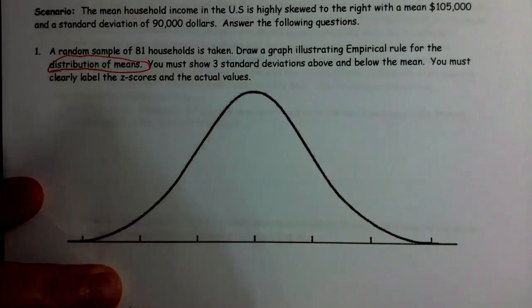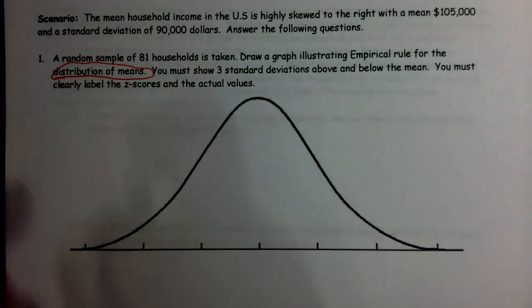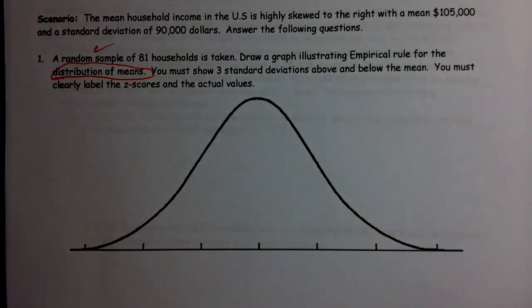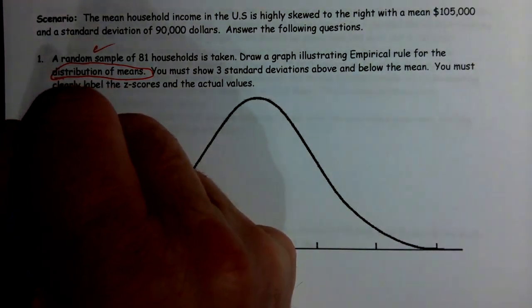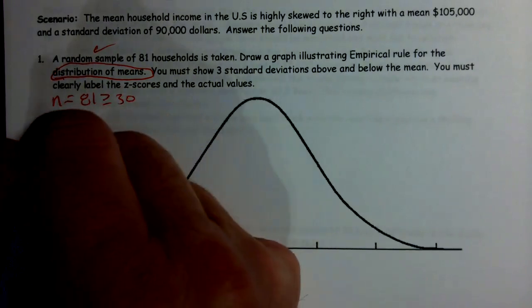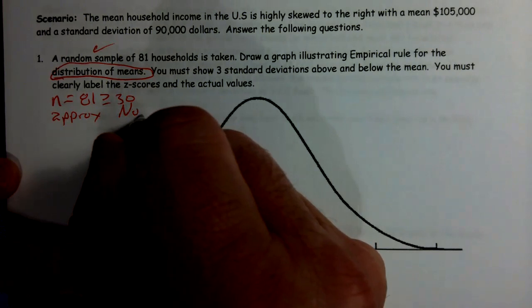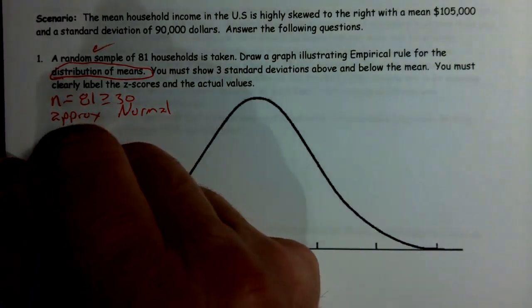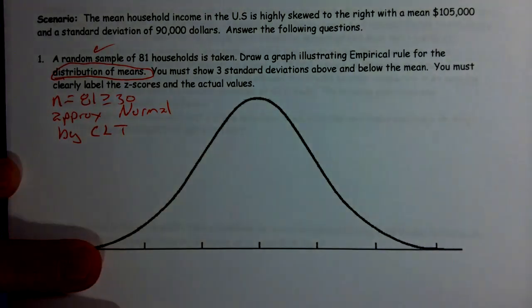So we need to discuss what the conditions are. Well, we have to have a random sample, check. And even though it's skewed, we can still use a normal for the distribution of means if our sample size is greater than 30. And so in this case, n equals 81, which is greater than 30. So it's approximately normal by CLT, by central limit theorem. And I'm just going to abbreviate CLT.